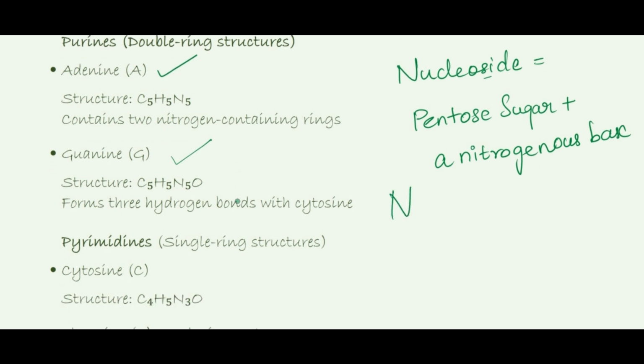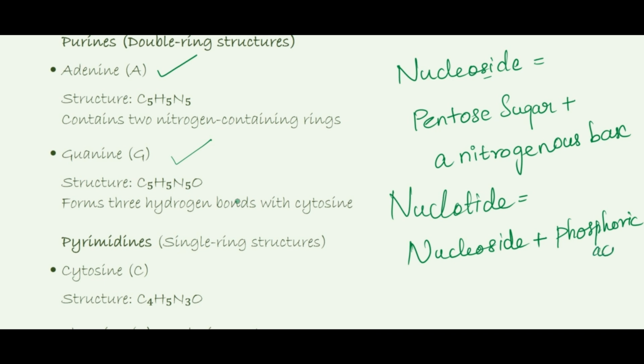In case of nucleotide, it is made up of nucleoside plus phosphoric acid, or pentose sugar plus a nitrogenous base and then again phosphoric acid. So that is about nucleotide.